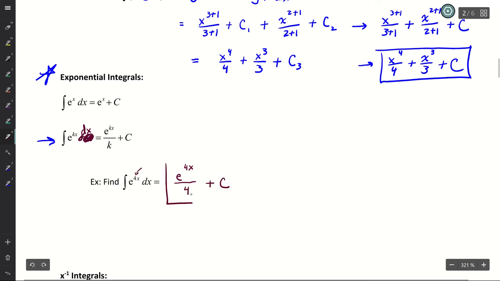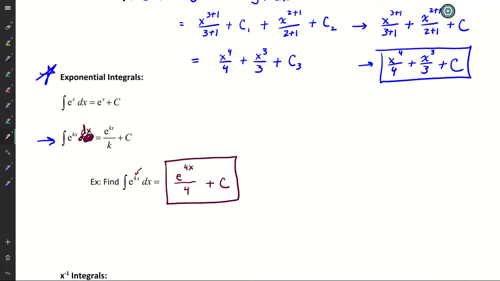Now, a couple of things that I need you to know about that particular rule. That rule is only good if the power on x is 1. So if this function changes to e to the 4x squared, this rule no longer applies. So it's a very specific rule only for constant multiples of x as far as the power on your e.